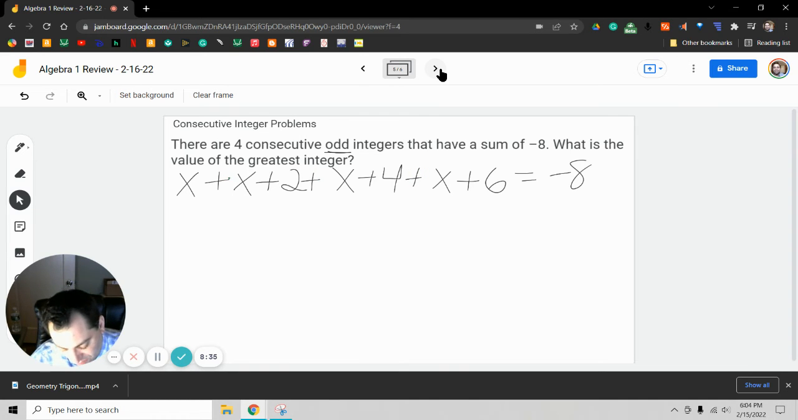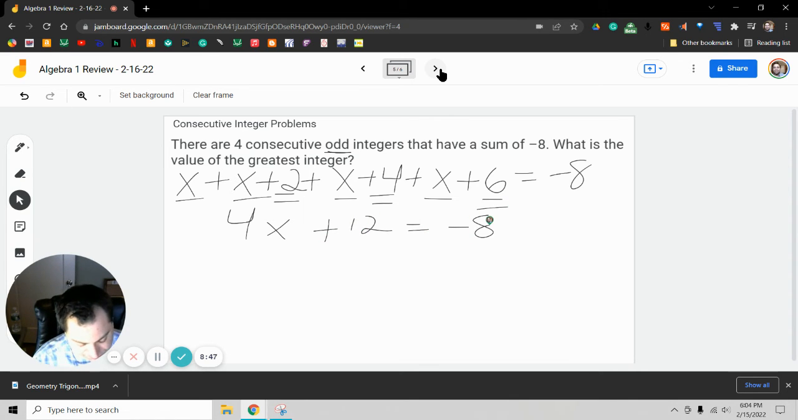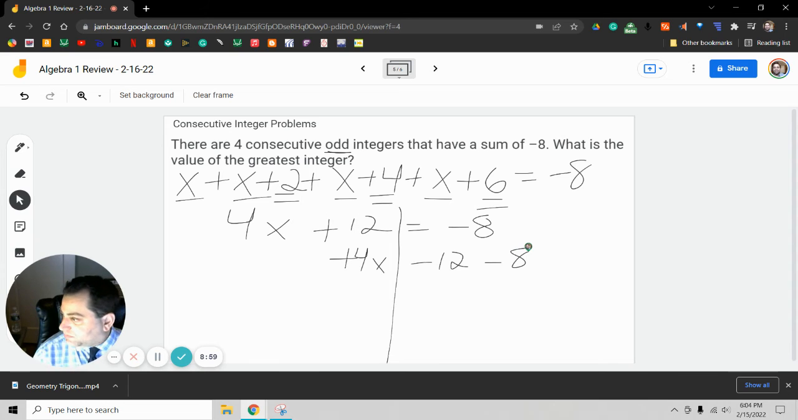Okay. I have 1, 2, 3, 4 x's, and I have 6 plus 4 plus 2, which is 12. Numbers on one side, letters on the other, so I'm going to have a positive 4x here. I'm going to have a negative 12 here, and I'm going to have a negative 8 here. All right, so negative 12 minus 8 is negative 20, so this is going to be 4x equals negative 20.